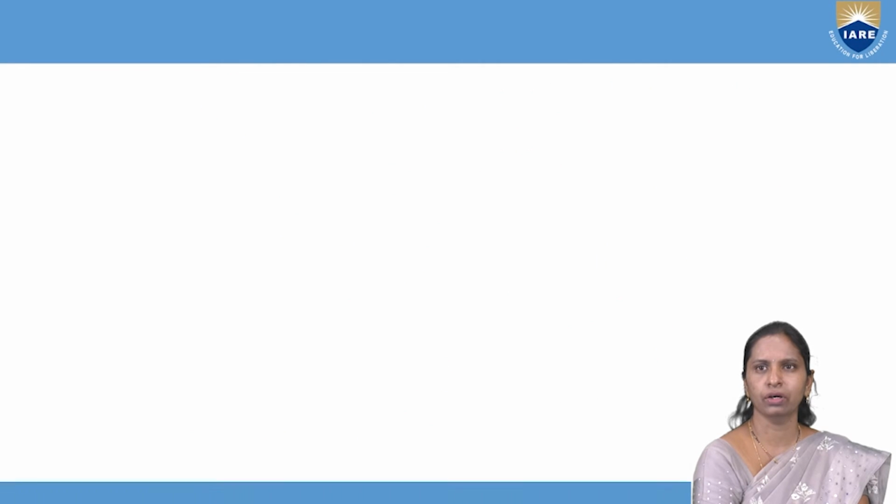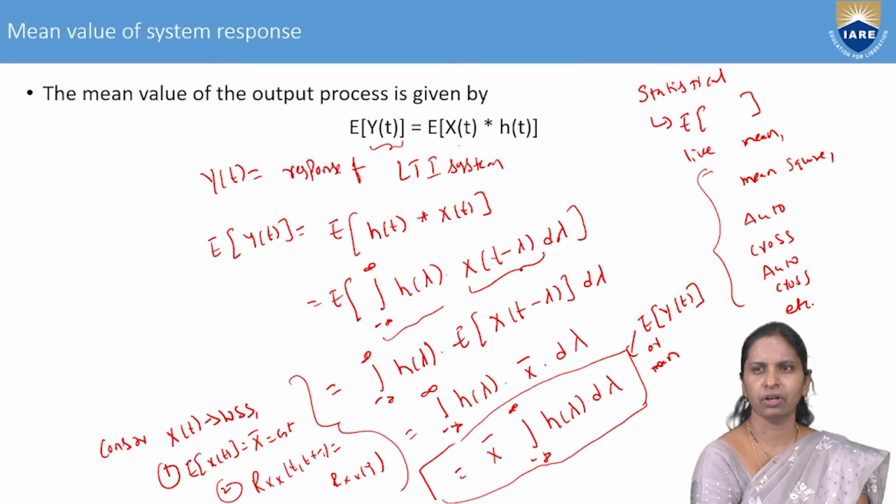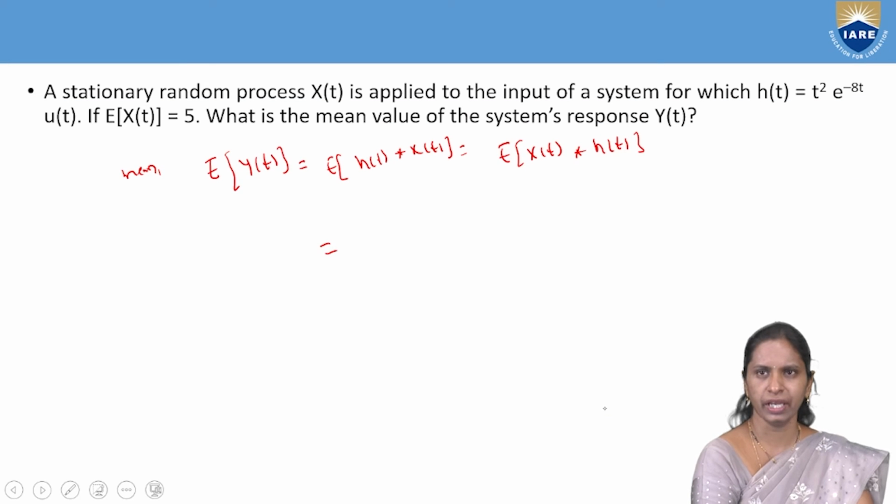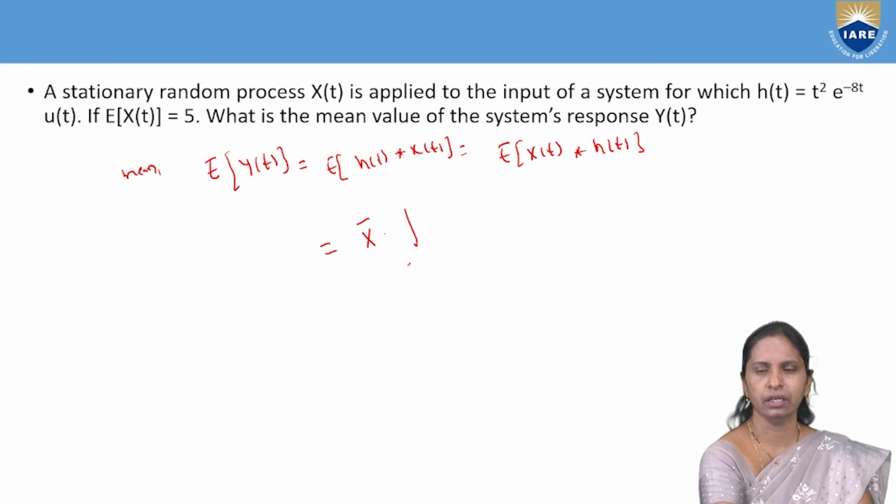The mean value of the response of the system, we got it as what? X bar into the integration from minus infinity to infinity of h of lambda d lambda. Now we substitute this formula here. Then you can write it as X bar into the integration from minus infinity to infinity of h of lambda d lambda.